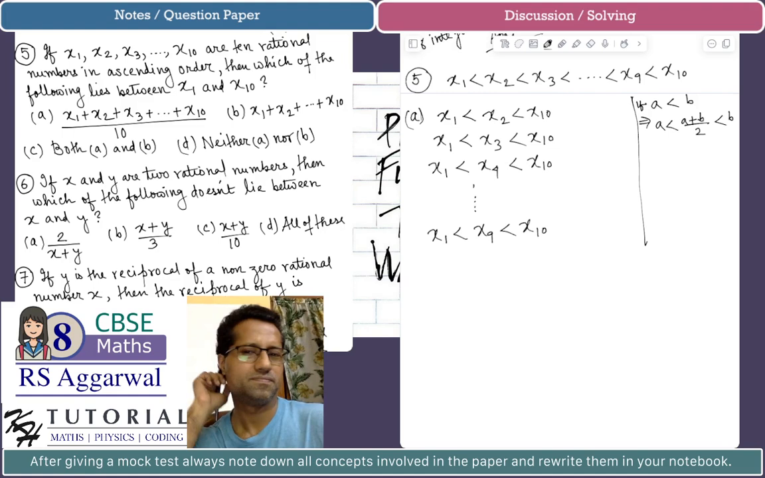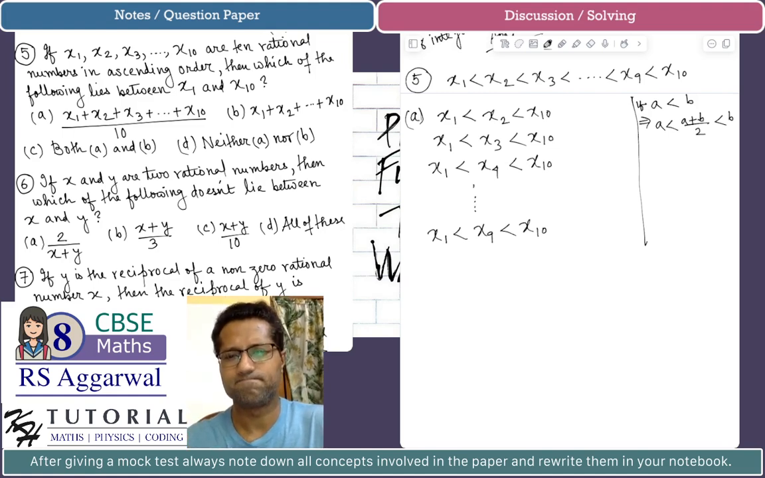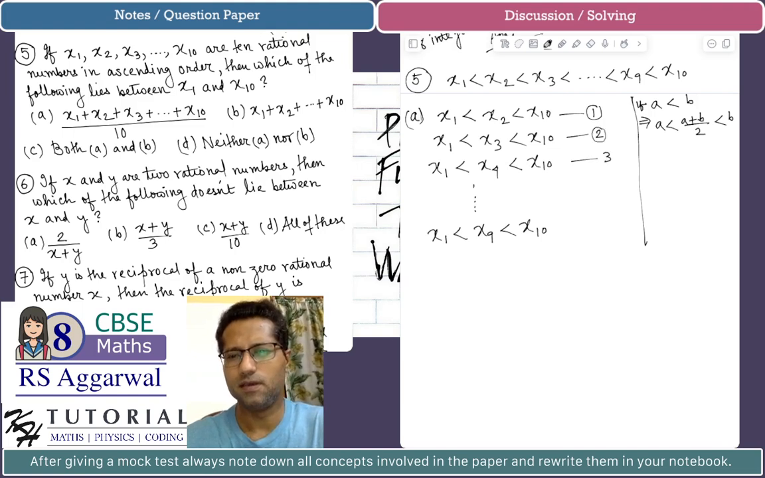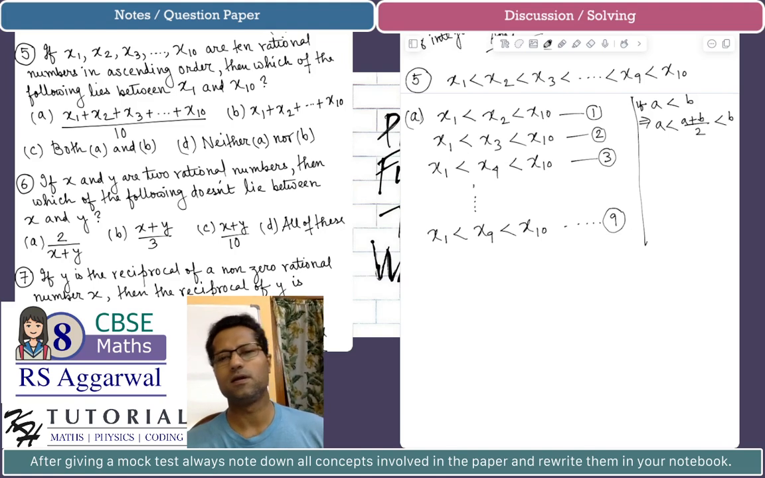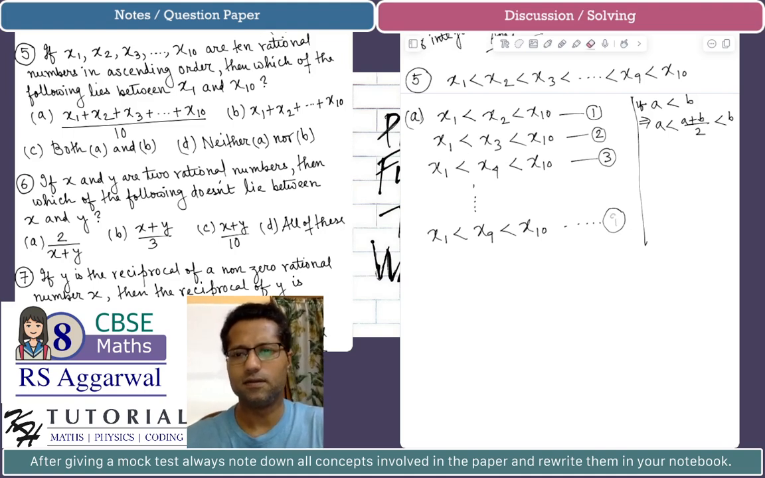Okay, so we have these relations. If I call these inequalities 1, 2, 3 and so on, they start from 2, 3, 4, 5, 6, 7, 8, 9. So how many are there? There are actually 8 inequalities.